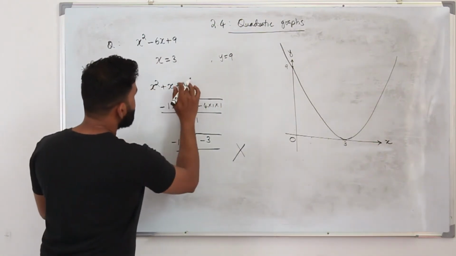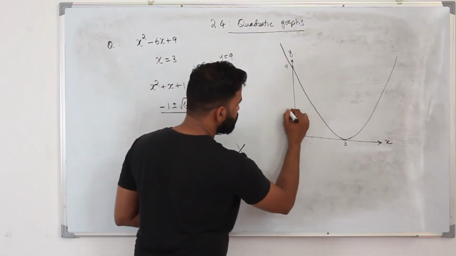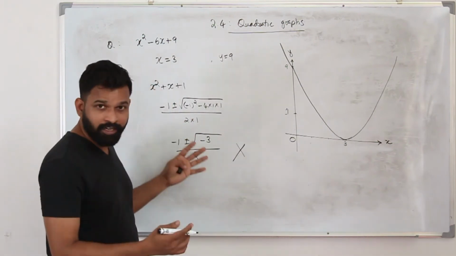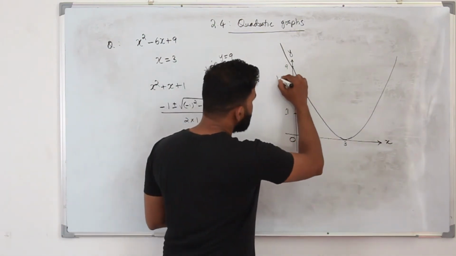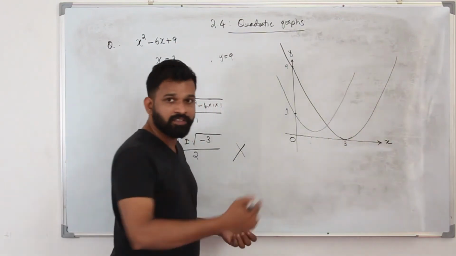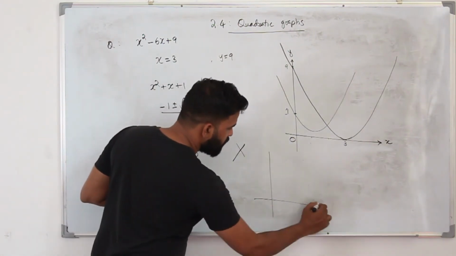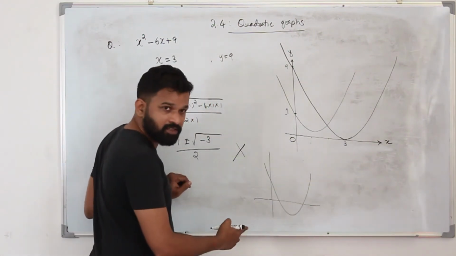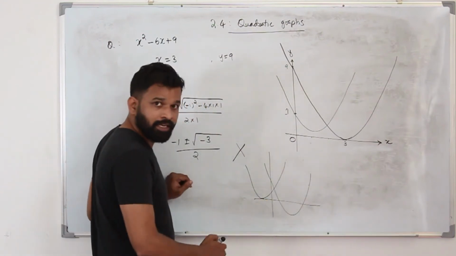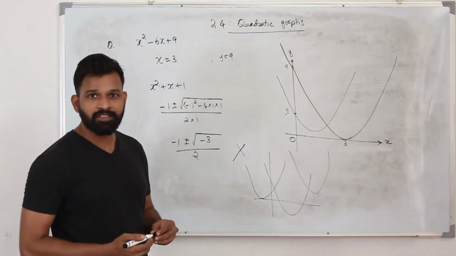Your y-intercept is 1, and then find the turning point. So your curve will be something like this. It's not going to touch the x-axis. That's the difference. So there are 3 scenarios. One is going to pass through the x-axis. Another one is going to touch the x-axis at some point. Case number 3, the curve will be somewhere there, not touching the x-axis.